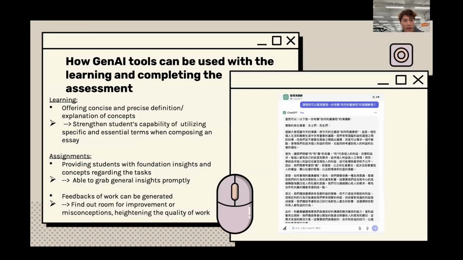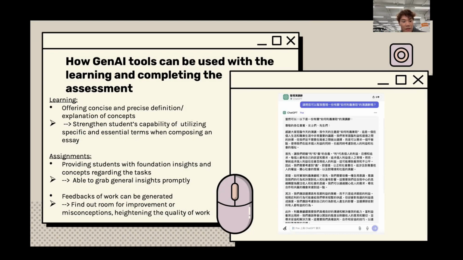So how do we use AI tools to help us learn and complete the assignment? We first talk about how we learn using AI. The AI offers concise and precise definitions and explanations of different concepts. It helps strengthen students' capability of utilizing specific and essential terms when composing an essay. For assignments, the AI provides students with foundation insights and concepts regarding the task. It helps students to grab general insights promptly.